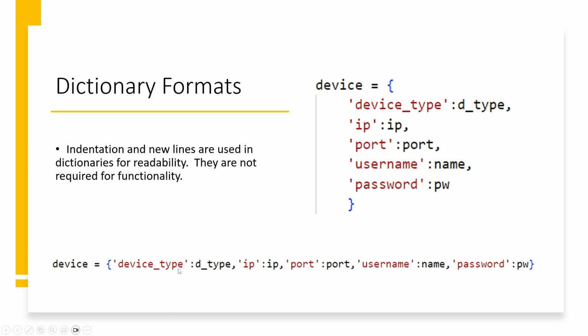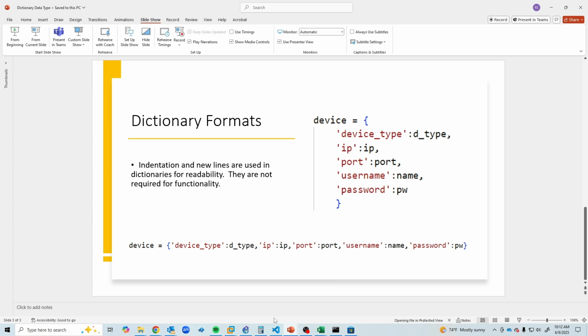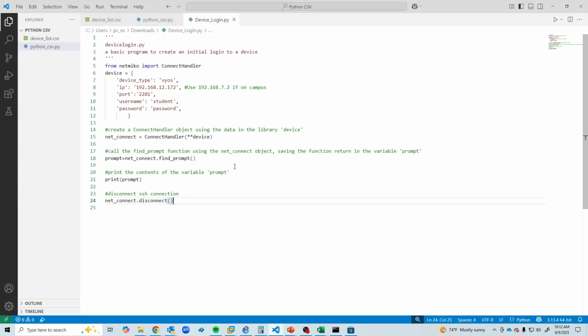So let's take a quick look at this in VS Code. So here's the program that I've already given to you, device login.py. Now I'm running the lab on my own PC, so I'm not using the public IP that I've given to you. If you're on campus, you can use this address. But I've defined my 5 keys and their values. And how this works is now when I reference these values, I can specify my dictionary name right here.